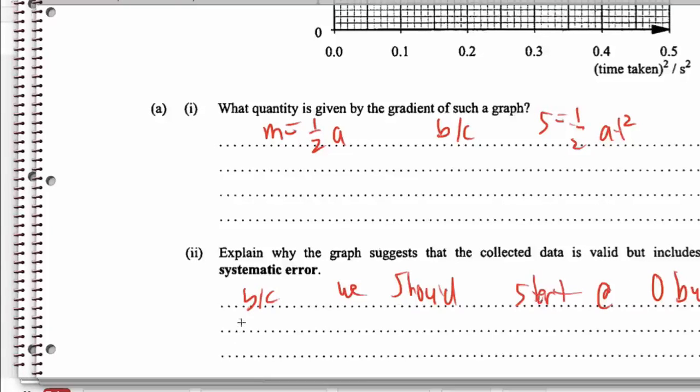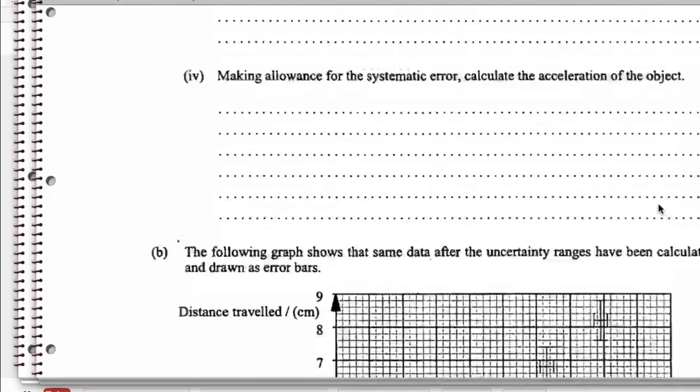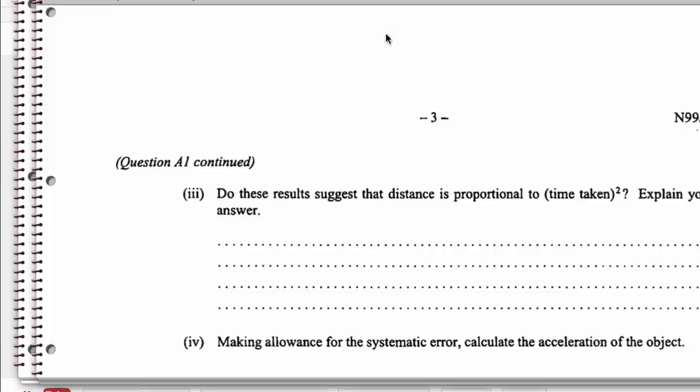But the data is a straight line, so consistent. And that's really the idea. All right, so the results do suggest the distance is proportional to the time taken. Yes. We do get a straight line.